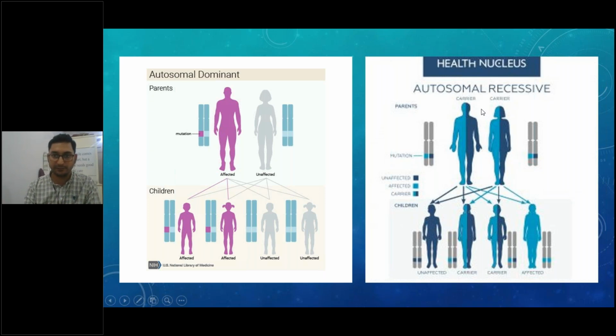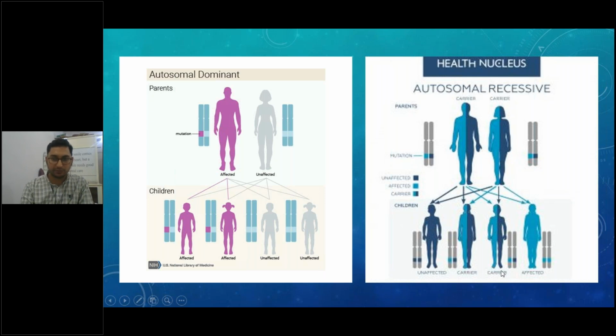Second is autosomal recessive. Recessive means it needs an affected gene. Like this light blue color is the mutated gene. It needs an affected gene from the other parent also to express, right? So it means there is a 25% chance that the next generation child will be affected. One chromosome will come from the father, the other will come from the mother, and that is how it is only 25%.